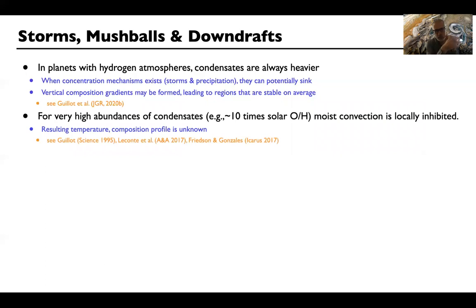For very high abundances of condensates, we have another phenomenon. It may be occurring in Saturn, and certainly it's occurring with methane in Uranus, Neptune. Moist convection is locally inhibited. This is something I had shown in the 90s, and that's been revised by Jeremy Lecomte and Jim Princeton in particular. So it means that the resulting temperature composition profiles are unknown.